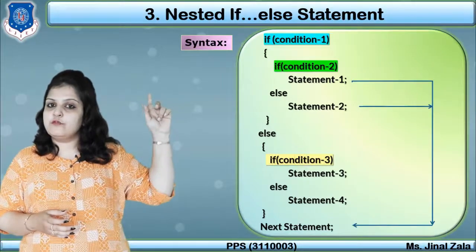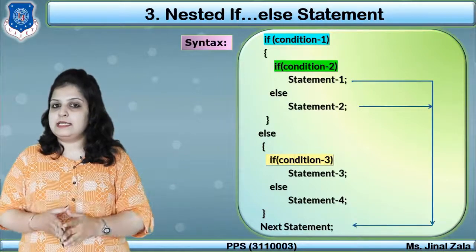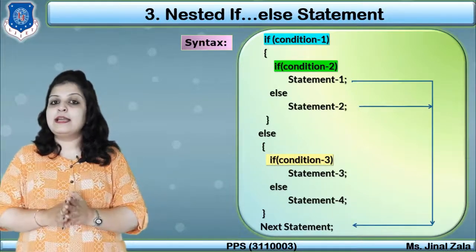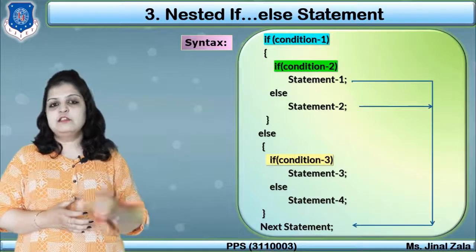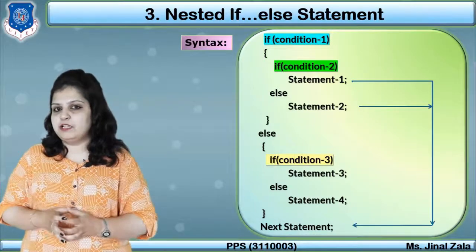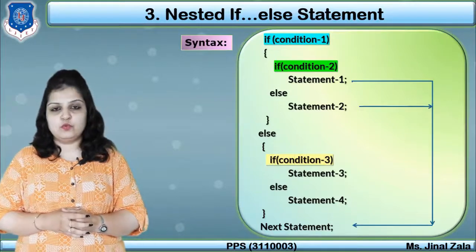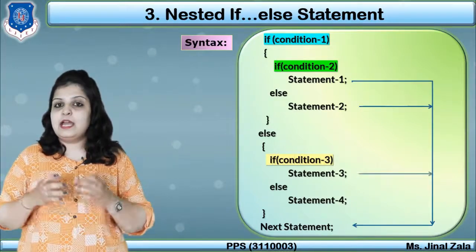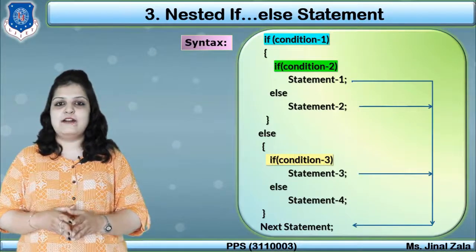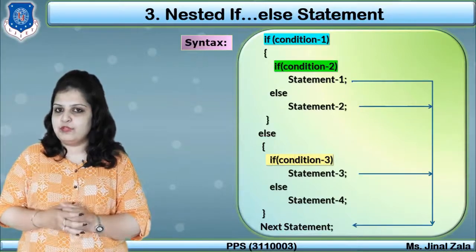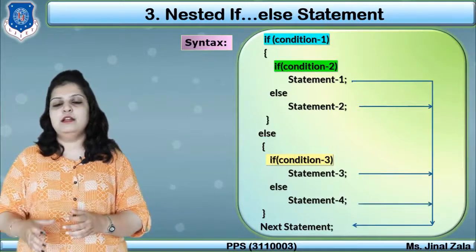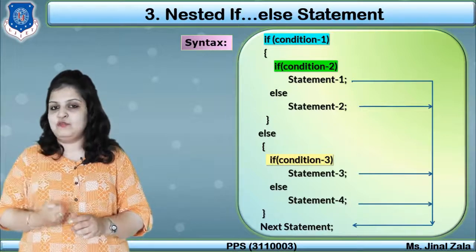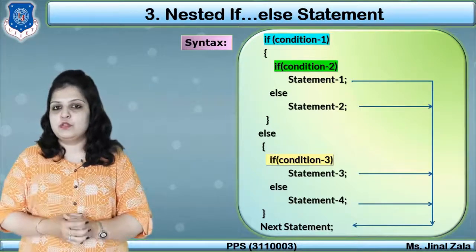But if our initial first condition becomes false, in this case the else part of this main if will be executed, and in this else again I am writing one if and one else. So here this is another condition, that is condition number 3. If this condition 3 is true, then statement number 3 that is associated with this condition will be executed. And if this condition is also false, then after the last else, statement number 4 will be executed and our control goes to the next statement. Here we have 4 different statements, but at a time only one statement will be executed and directly control goes to the next statement.